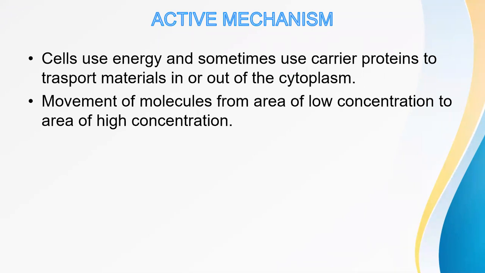You already know about the structure of the plasma membrane. This is the lipid bilayer model. In this bilipid layer model, there are lipid molecules, and between the lipid molecules there are some proteins which we call carrier proteins. So in the active mechanism, cells use energy and sometimes they use carrier proteins to transport material in or out of the cytoplasm.